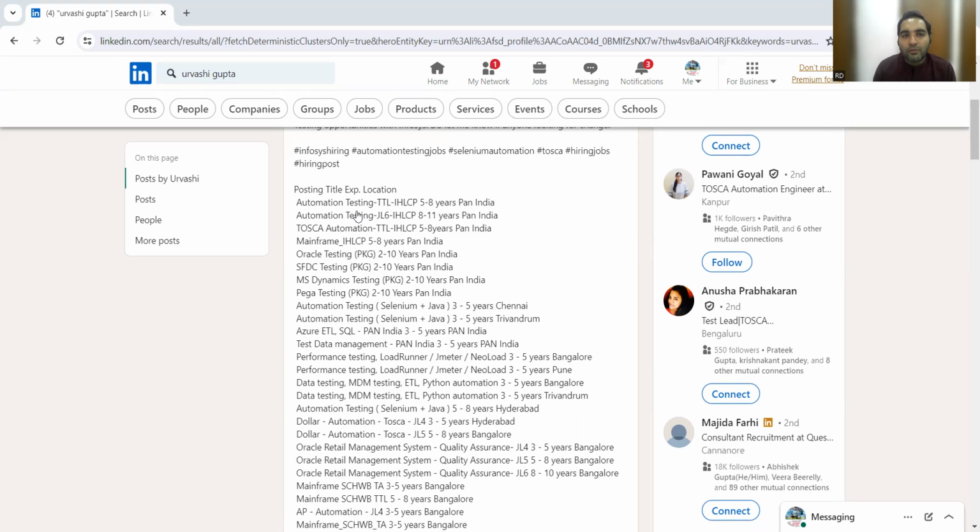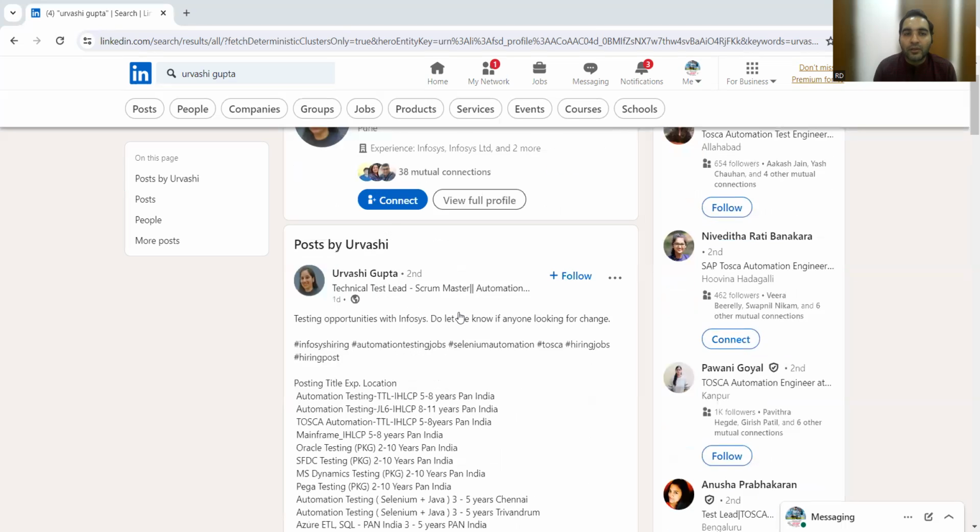So these are all the job opportunities. One is automation testing, TTL, IHL, CP, 5 to 8 years, pan India. Then automation testing, 8 to 11 years, pan India. Tosca automation, 5 to 8 years. Mainframe, 5 to 8 years. Oracle testing, 2 to 10 years. SFDC testing, 2 to 10 years. It is not like you need a very high number of years of experience, like 5 years or 8 years. Even 2 years, 2 to 10 years, Pega testing. Then Selenium with Java, 3 to 5 years. Those positions are also available right now.